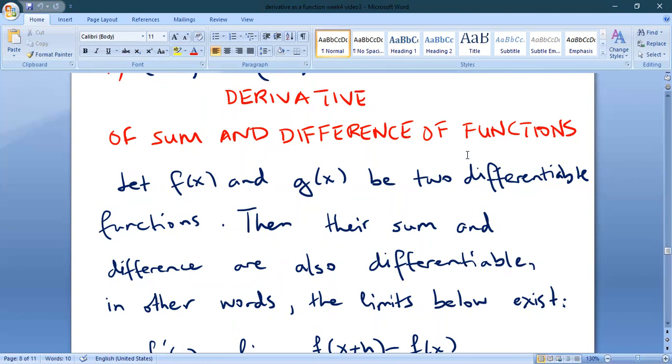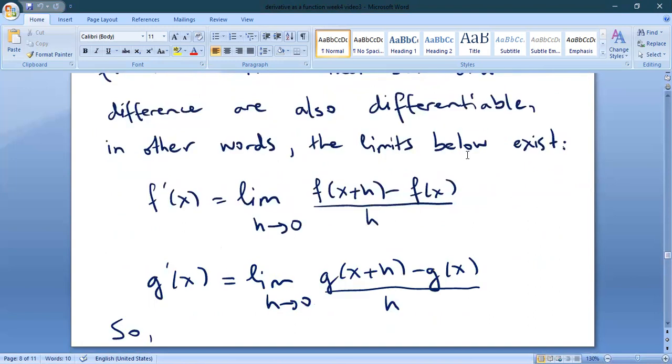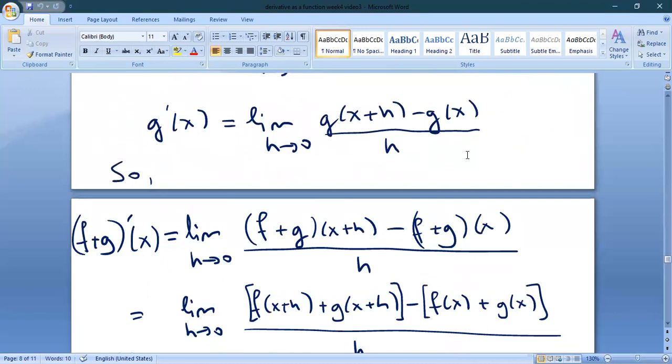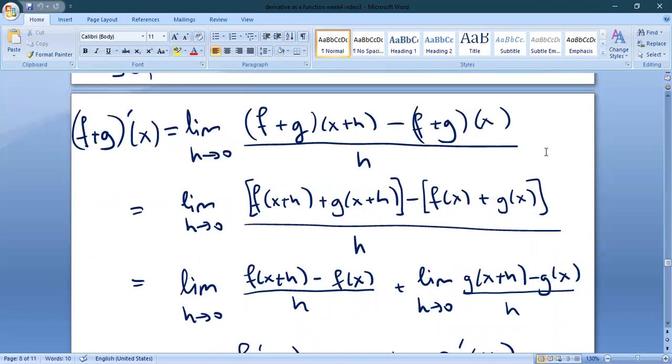So when you have two functions f and g, which are differentiable functions, then their sum and their difference are also differentiable. So when f and g are differentiable, the limits here exist. And f plus g prime, if we use the limit definition, can be written this way. And then if we write f plus g as f of x plus h plus g of x plus h, and so on and so forth, we can write it that way. And then we can separate the f terms and group them, and then we can also take the g terms and group them. But then what happens?